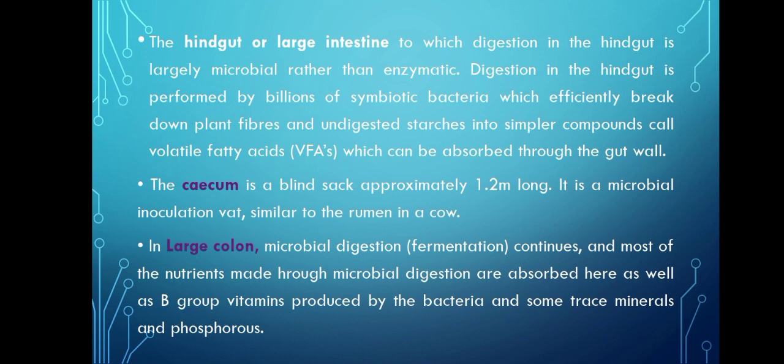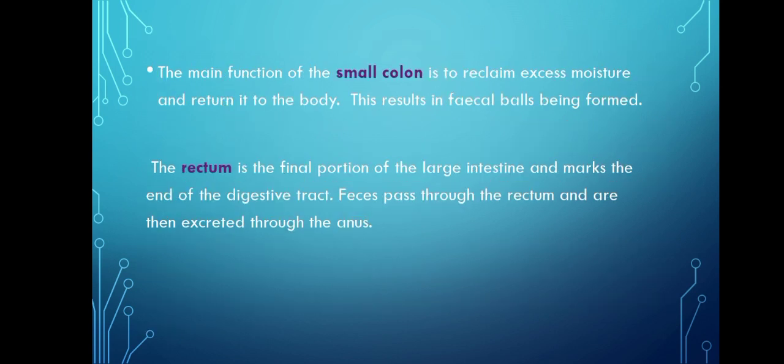In the large colon, microbial digestion or fermentation continues, and most of the nutrients made through microbial digestion are absorbed here, as well as the B group vitamins produced by the bacteria and some trace minerals and phosphorus. The main function of the small colon is to reclaim excess moisture and return it to the body. This results in fecal balls being formed.